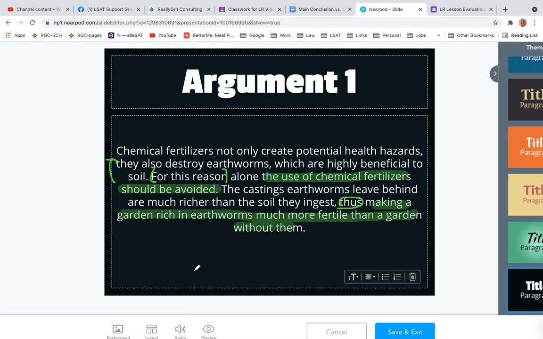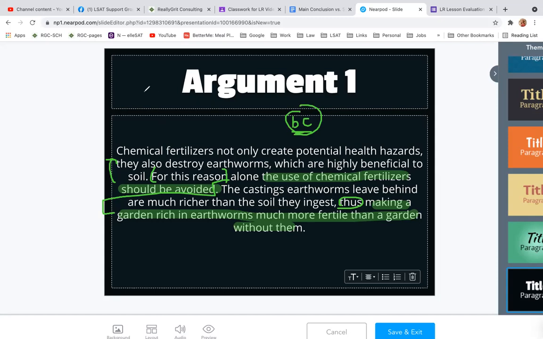So we want to check out this because test, right? And so I'll start with the first one. The use of chemical fertilizers should be avoided because making a garden rich in earthworms much more fertile than a garden without them. So that's going to make sense, especially if you brought in this first part. But if we tried it the other way, what if we said making a garden rich in earthworms much more fertile than a garden without them because the use of chemical fertilizers should be avoided? That just doesn't make sense.